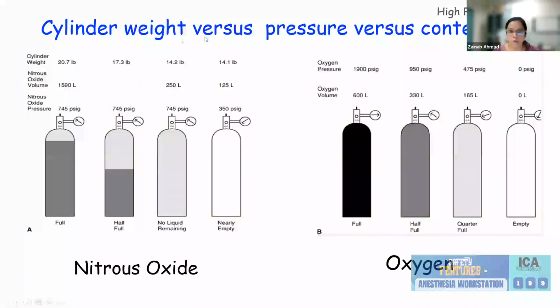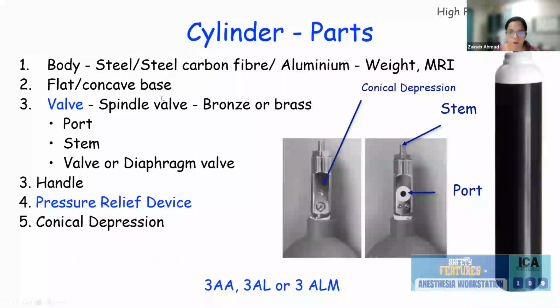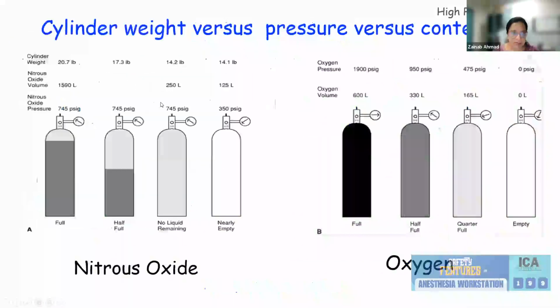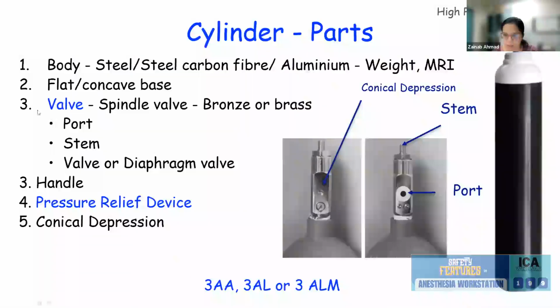We all know that the usual cylinders that we are using in our theaters and for transport are E-type cylinders present at the back of our workstation. They have 660 liters of oxygen and a pressure of 2000 to 2200 PSIG. For nitrous oxide, the pressure is 745 PSIG. And you can go through the various classifications of cylinders.